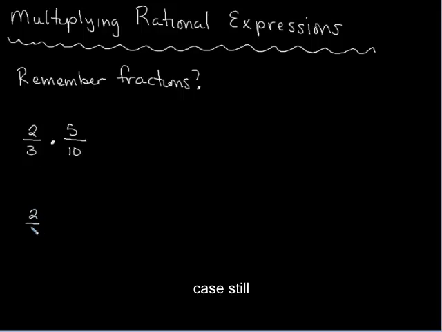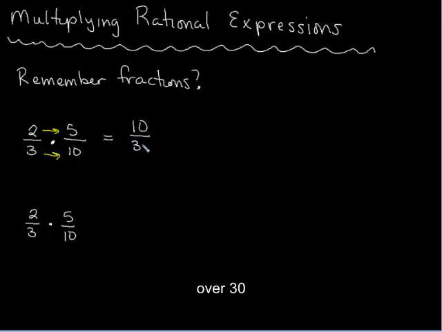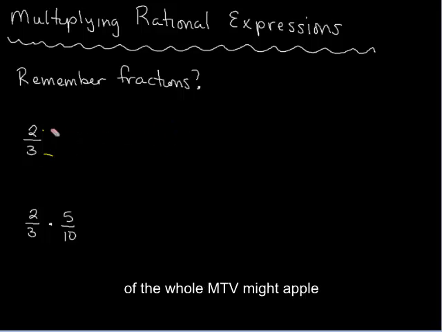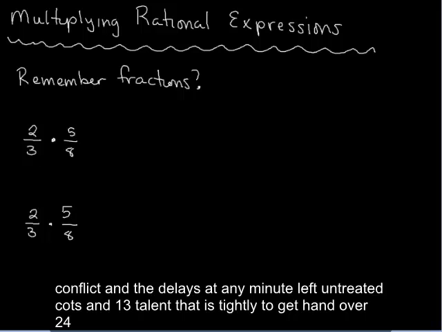Okay, so if I multiply first, I just multiply straight across, and I get 10 over 30, and then 10 and 30 will both divide by 10. Oh, I shouldn't have put 5/10. That's a bad example. Okay, hold on, I'm changing my example. We're gonna make it 5/8, because 5/10 would already reduce, but okay.